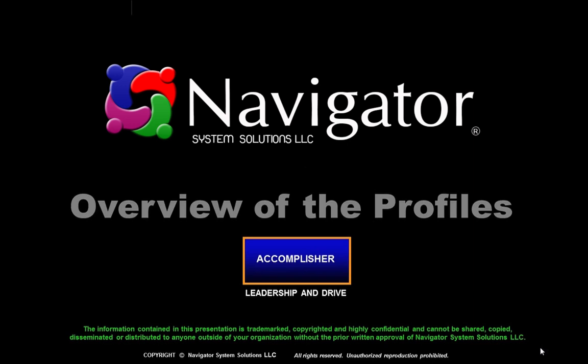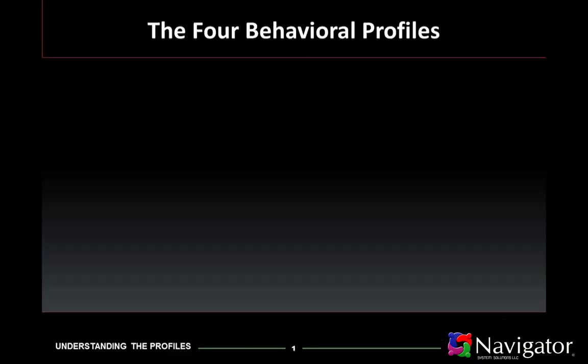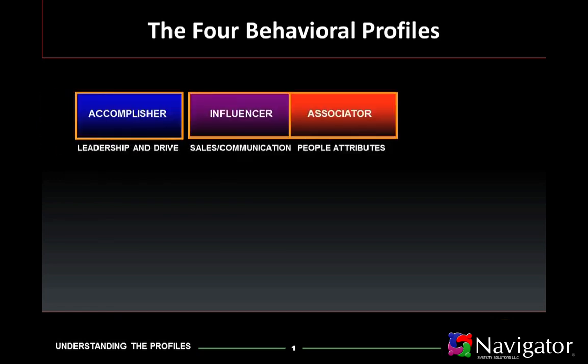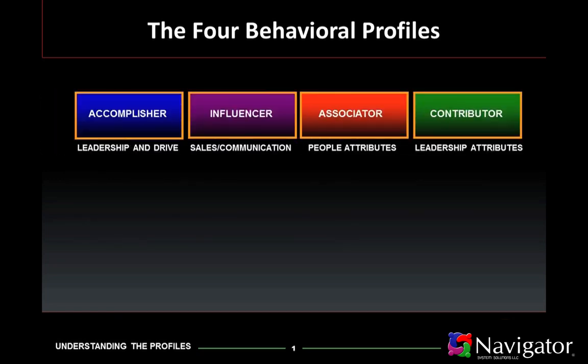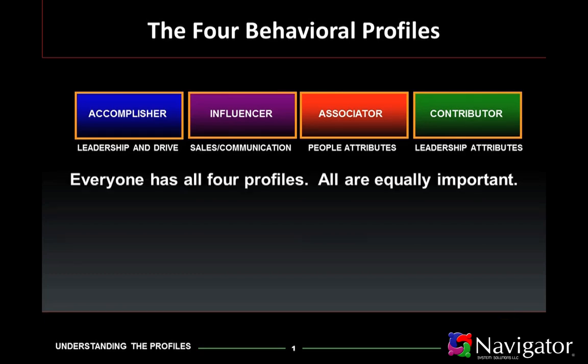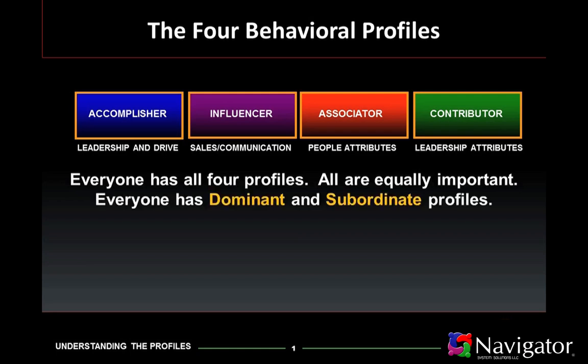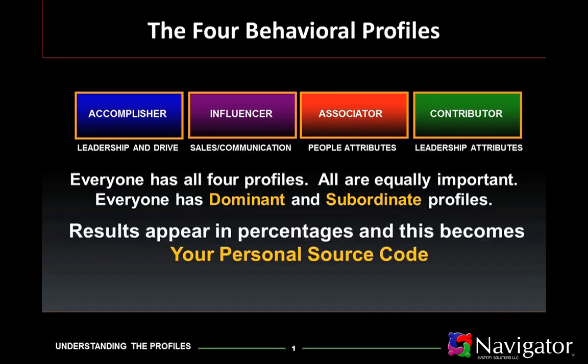However, the accomplisher is going to give us wonderful insights into the value system of the individual because it reflects their leadership, their drive, their sense of achievement, and where they want to be in life. So if you remember the four profiles, the accomplisher, the influencer, the associator, and the contributor, the accomplisher represents leadership and drive. All four are equally important, but everyone has a dominant and everybody has subordinate profiles. So this module is going to deal with the dominant accomplisher.